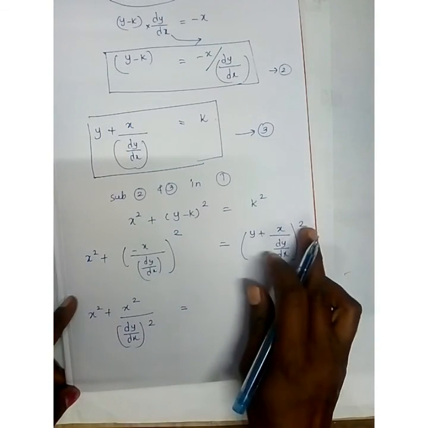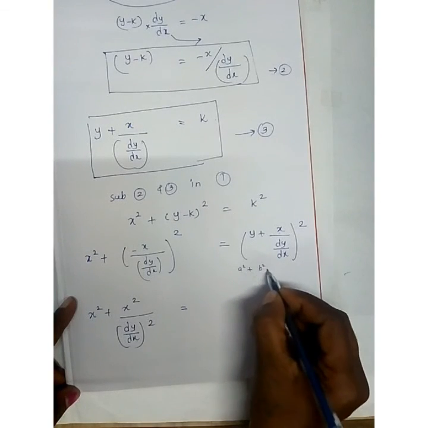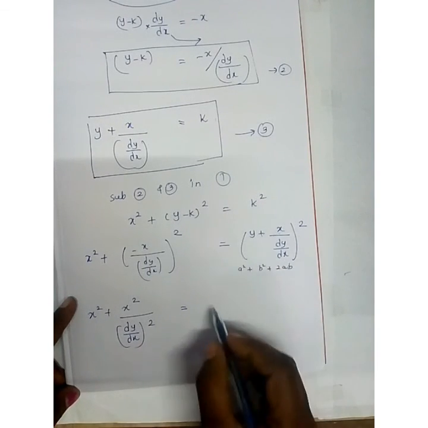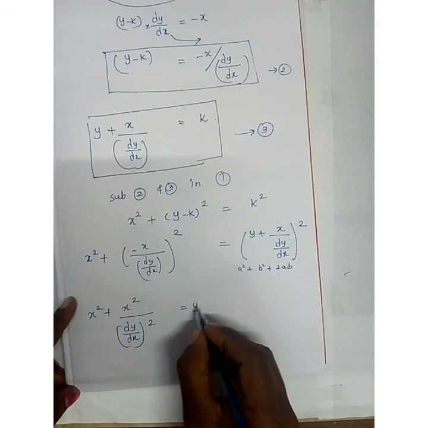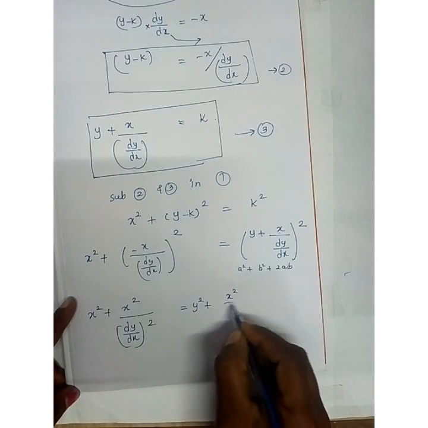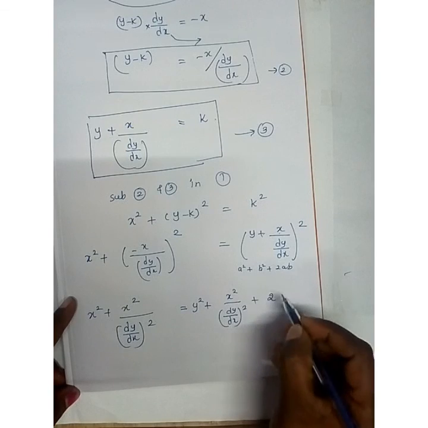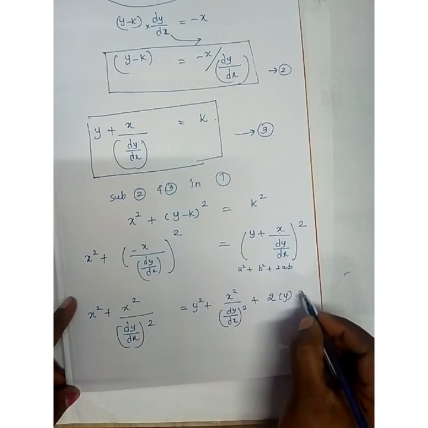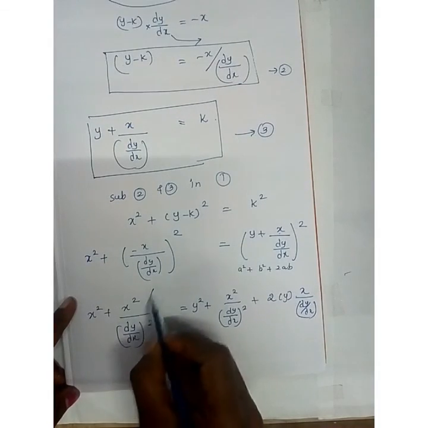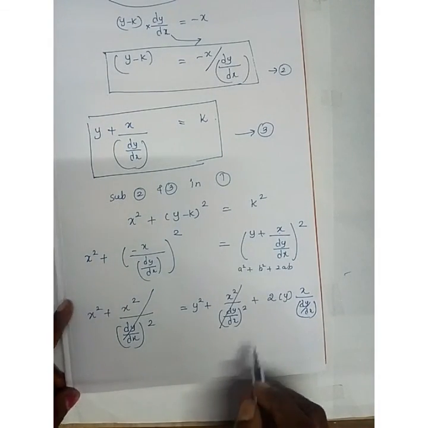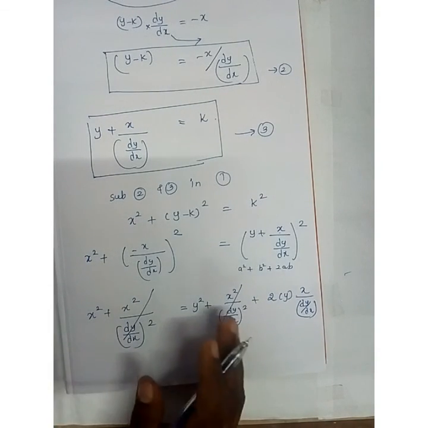It looks like a plus b whole square format. So what is the expansion? a square plus b square plus 2ab. In place of a we have y, in place of b we have this term. So it is y square plus x square divided by dy by dx the whole square, plus 2 times y times x divided by dy by dx. Now this term and this term will get cancelled, because if one term goes to the other side it will become negative. So we can cancel them.